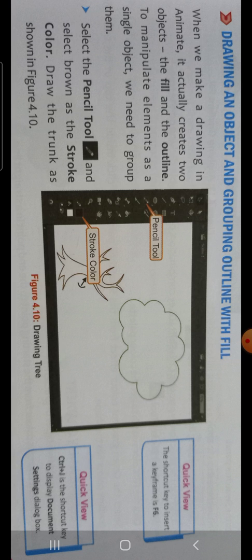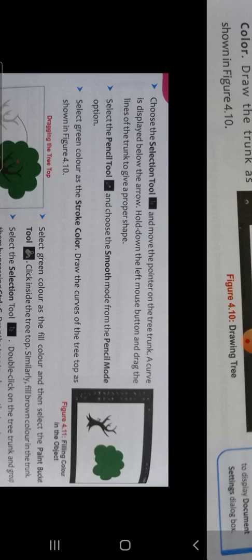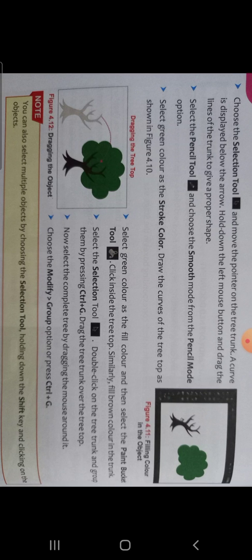So first select the tool, that is pencil tool, and select brown as the stroke color, or you can select the stroke color accordingly. Here, as a drawing of a tree is to be drawn, the stroke color is selected as brown for the trunk of the tree, and draw the trunk as shown in figure 4.10. And after drawing this, choose the selection tool and move the pointer on the tree trunk. A curve is displayed below the arrow, and then holding down the left mouse button, drag the lines of the trunk to give a proper shape.